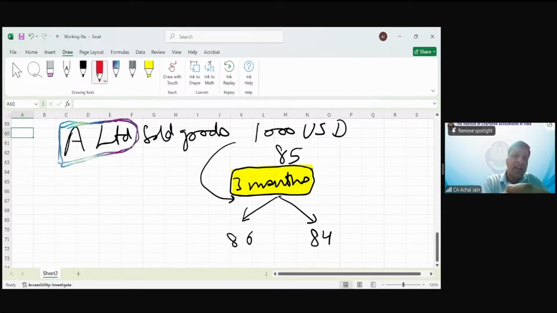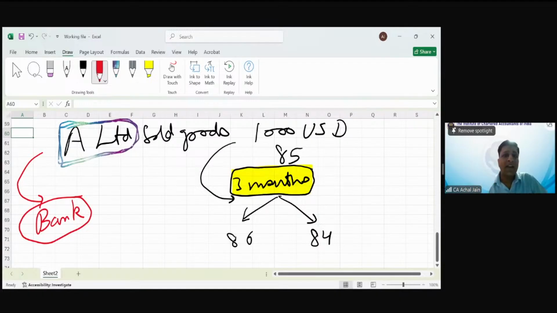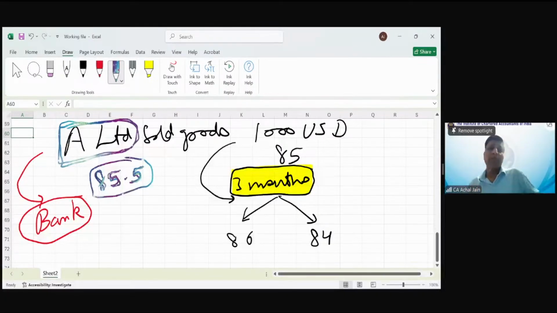Today itself, A Limited will enter into a contract with the bank. A Limited will say that after 3 months, I am expecting 1000 USD, so let's lock my USD rate. The bank will say no problem, let's lock this rate at 85.5. So any change in the rate will be borne by the banker. If the rate goes up to 86, the benefit will be available to the bank. If the rate goes down to 84, that loss will also be accepted by the bank. So that's how it is covered. Clear?